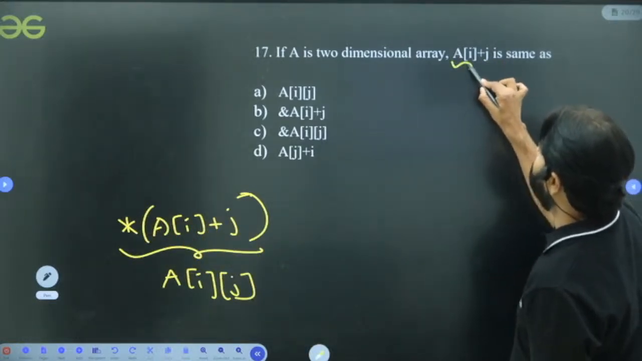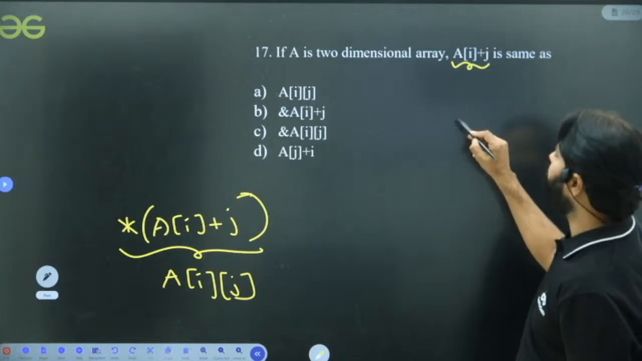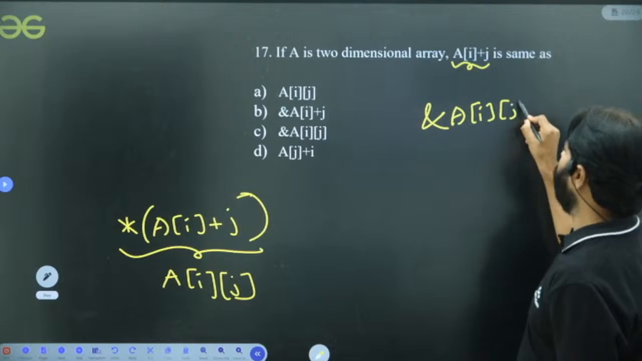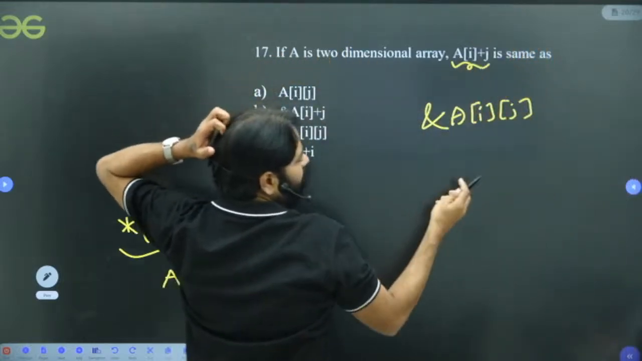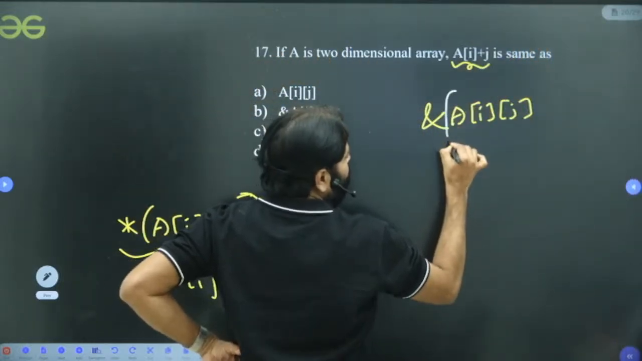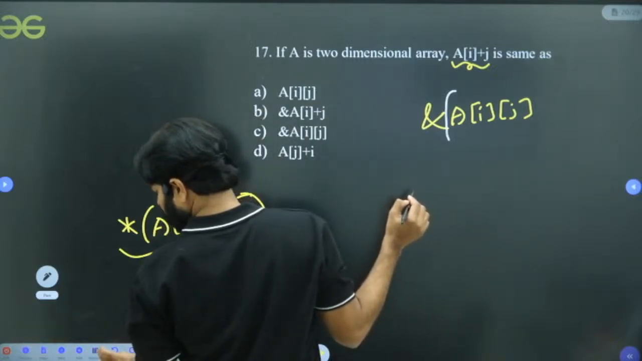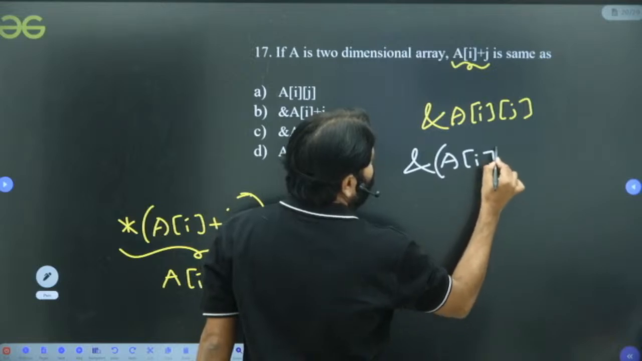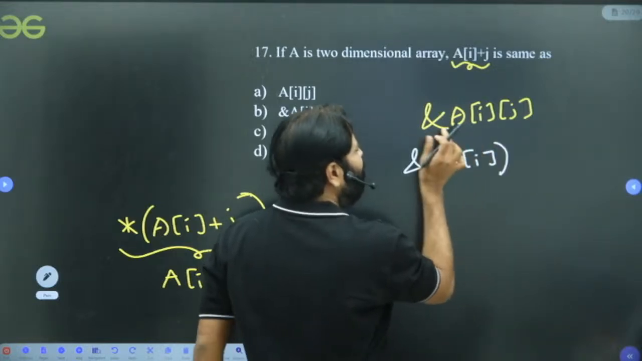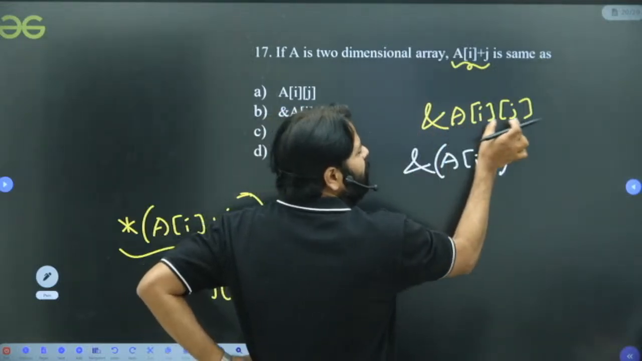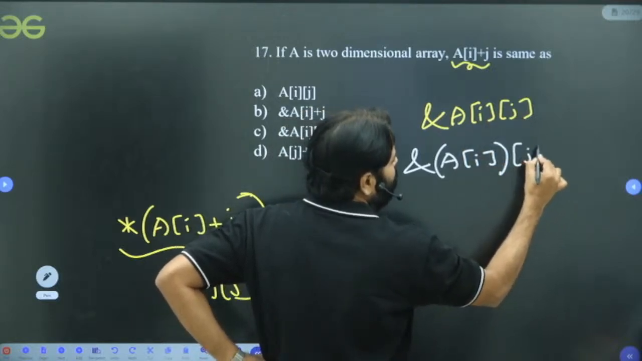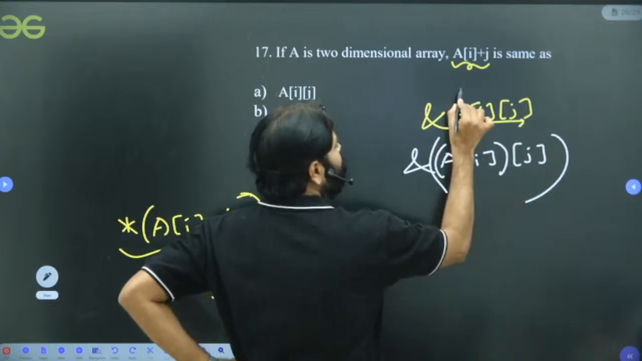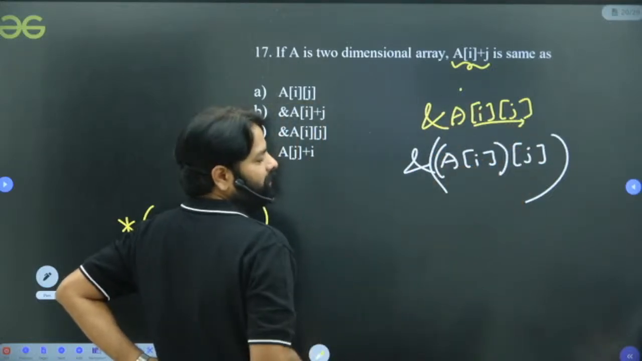This is the same as, anyone? Address of A of ij. If you want to understand that both are the same, look at this. Ampersand, first you will evaluate. This is a unary operator, but these have more precedence. Everybody knows that? This is how you evaluate. You will go left to right here, and once you complete that, then you will do ampersand.